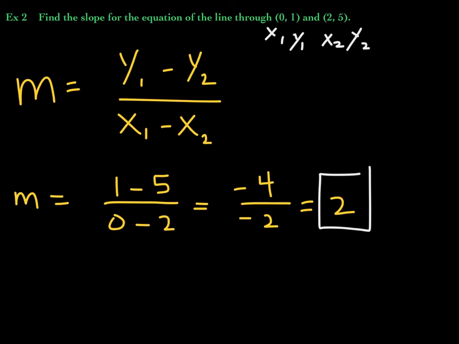Okay, so it doesn't really matter whether you write it as y sub 2 minus y sub 1 over x sub 2 minus x sub 1, or if you do y sub 1 minus y sub 2 over x sub 1 minus x sub 2. The main idea here is that you find the difference between your y coordinates, the difference between your x coordinates.